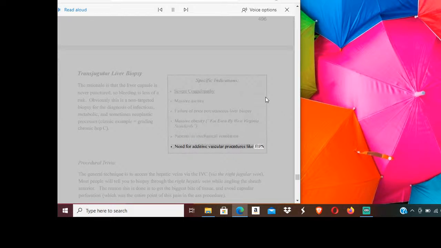The general technique is to access the hepatic veins via the IVC, via the right jugular vein. Most people will tell you to biopsy through the right hepatic vein while angling the sheath anterior. The reason this is done is to get the biggest bite of tissue and avoid capsular perforation, which was the entire point of this pain in the ass procedure.